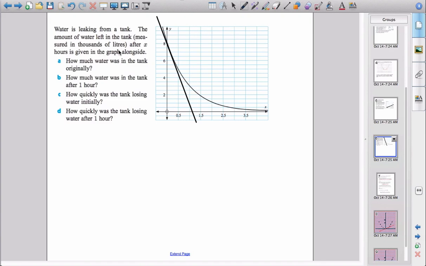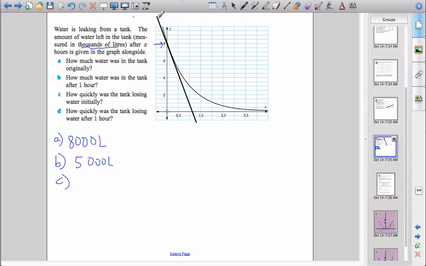Is given in the graph alongside how much water was originally in the tank. The amount that's initially in the tank would be here. The y-intercept is the initial amount, which is 8,000 liters. Don't forget it's in thousands of liters. How much water is in the tank after 1 hour? That would be 5,000 liters.